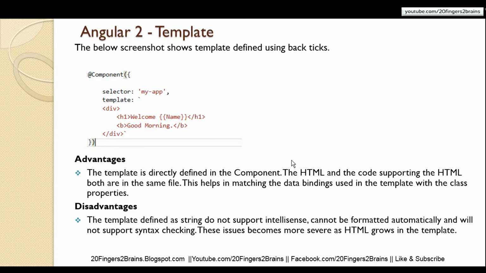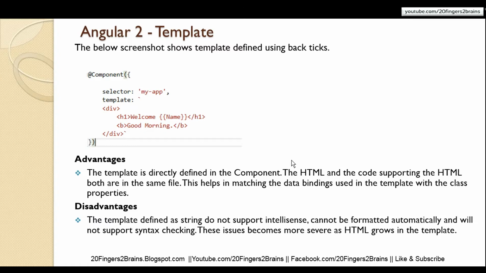Now we go to the advantages of having an inline template. The template is directly defined in the component. The HTML and the code supporting the HTML are both in the same file, and this helps in matching the data bindings used in the template with the class properties. So you have the template definition and the property definition in the same class file, and in that case you can compare the bindings specified in the HTML and the class properties.